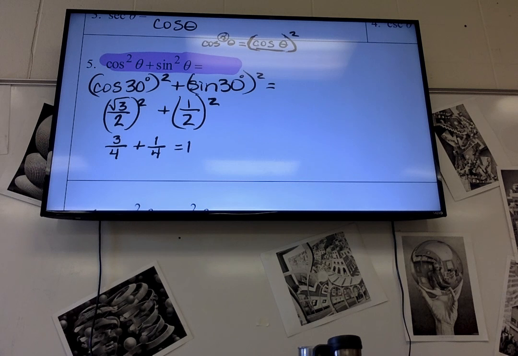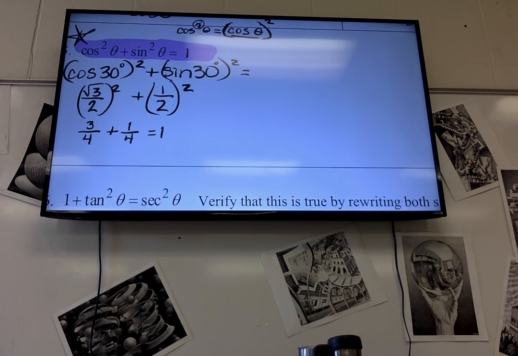1. Yep, 4/4. So this is the trig identity you need to know. You can do that with any angle. Cosine squared plus sine squared equals 1, always. Most of them are going to look like this. Sine squared plus cosine squared could be written like that too. It's addition, so it doesn't matter what order it's in. So just be prepared that it could be written the other way.